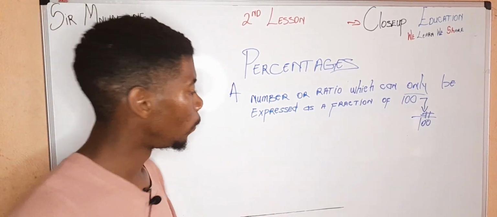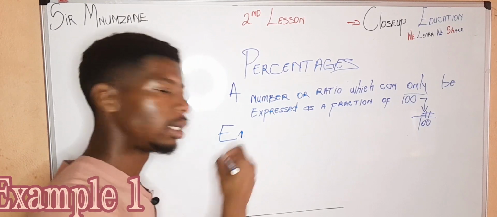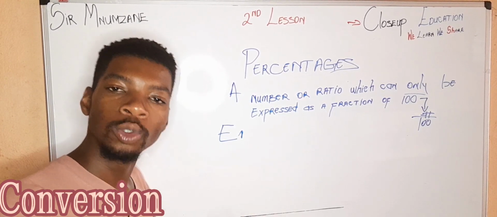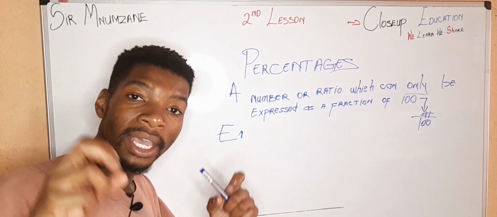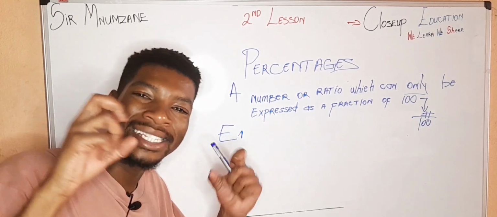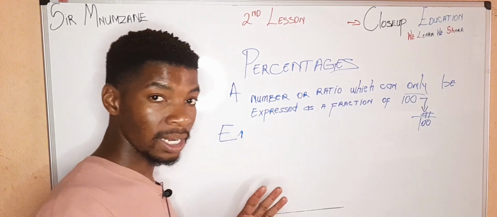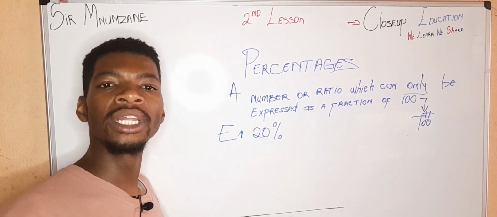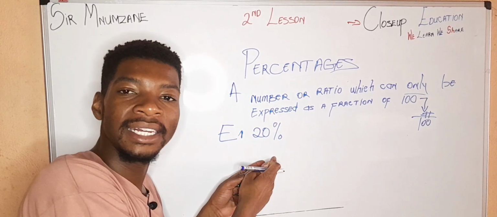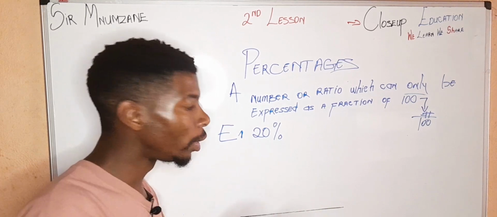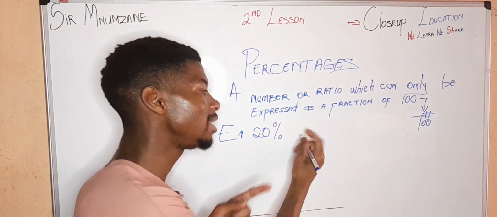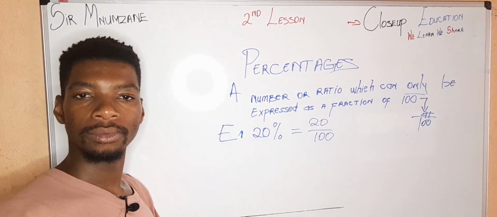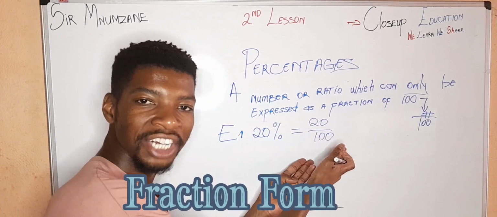So let's make an example. Example 1. Let's say you are given 20%. And the question is: convert 20% into a fraction form and also convert it into a decimal form. You have to convert 20% into a fraction form. How do you do it? You just say 20% is the same as 20 over 100. This is 20% in its fraction form.